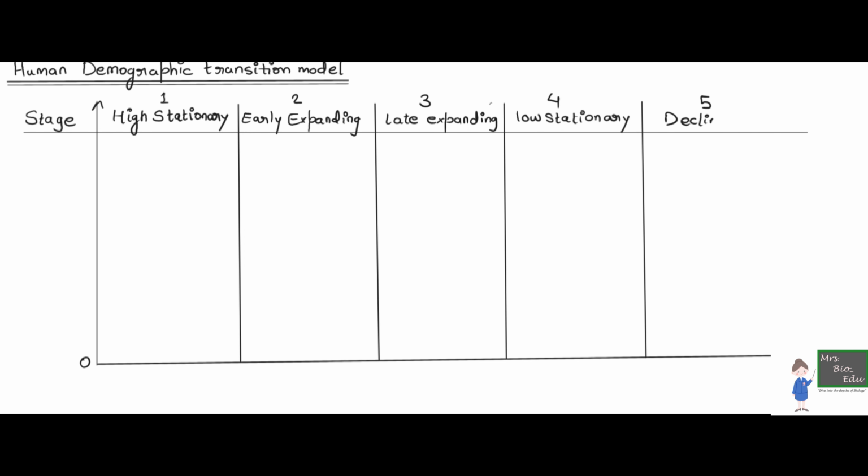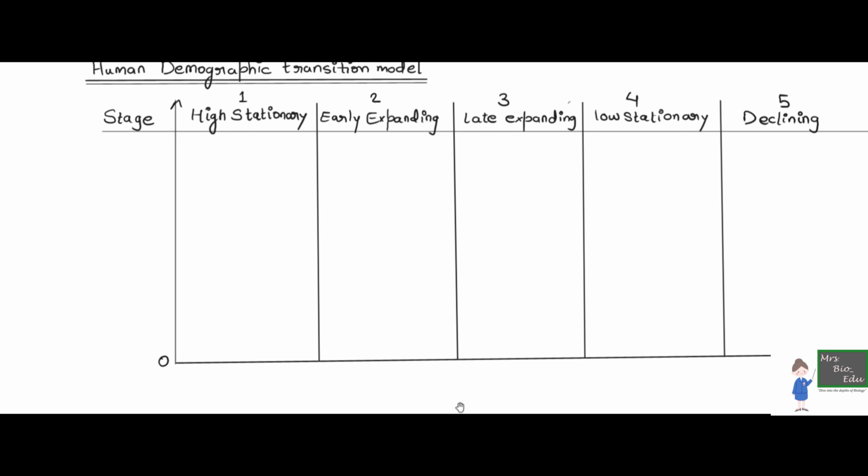So any population, while it is getting formed, while it is evolving, is divided into 5 stages. The first stage is called high stationary, the second is early expanding, the third is late expanding, the fourth is low stationary, and the fifth is declining.